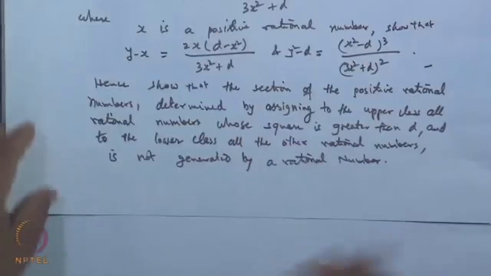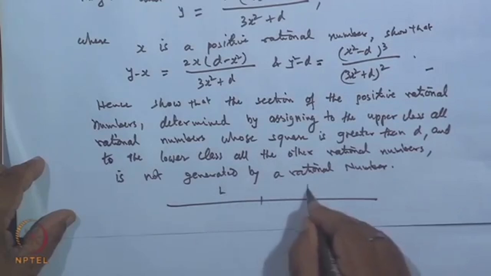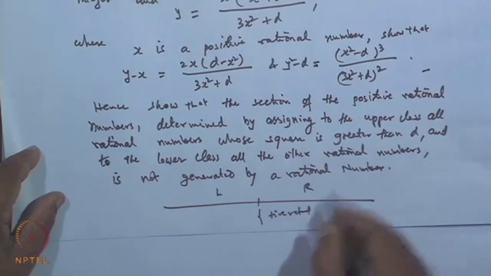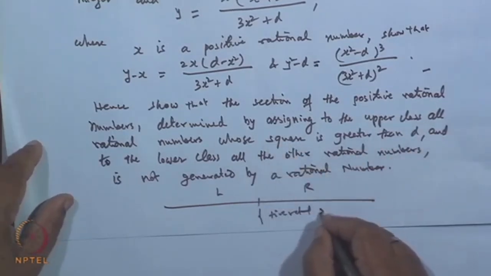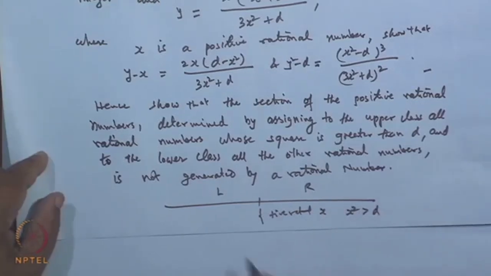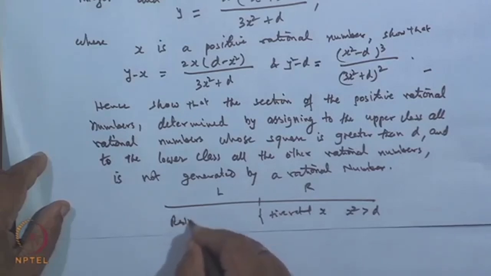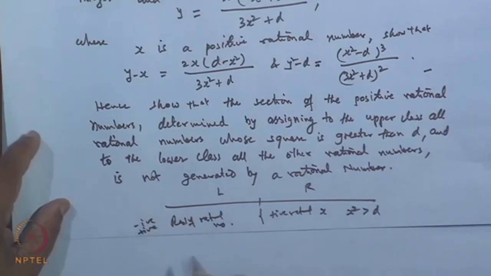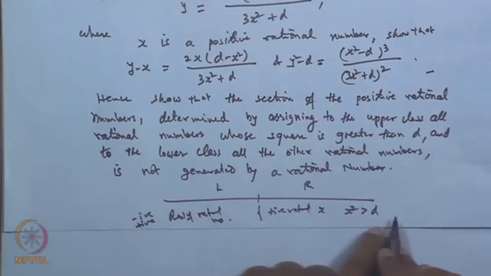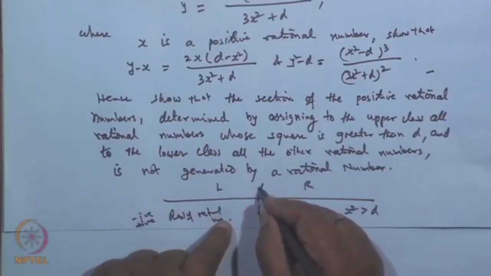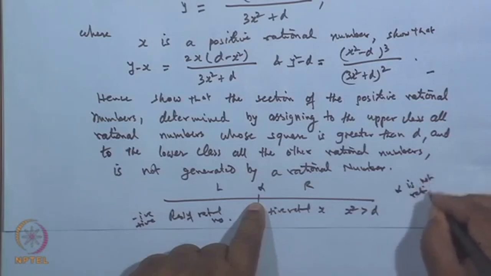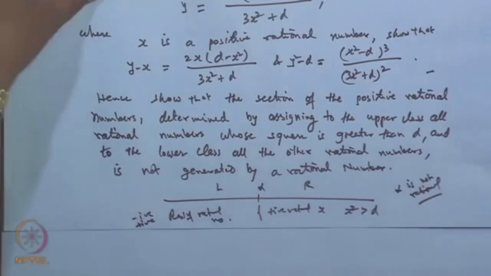Okay. So, what is the meaning of this? This is our lower class, this is the upper class. We are taking those positive rational numbers x whose square is greater than d in the upper class, and the lower class has the rest of the rational numbers. This will include all negative and some remaining positive ones, but here exclusively positive with square greater than d. Now, this number, say alpha, we want to show that alpha is not rational. The proof is very simple, just go ahead.